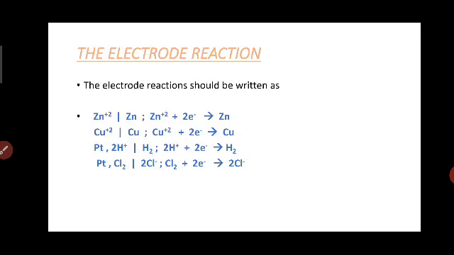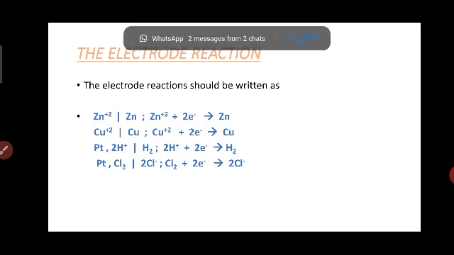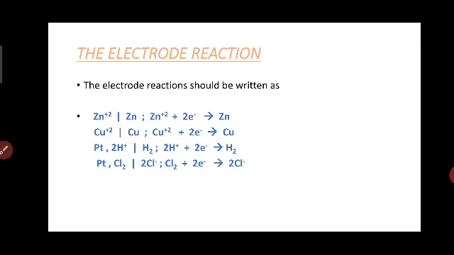The electrode reaction should be written as electrode reactions: zinc electrode, copper electrode, hydrogen electrode, chlorine electrode. So what we have to observe here is that zinc electrode means zinc rod, copper electrode is copper rod. These are the metals. This is the electrode and electrode reaction. Here hydrogen and fluorine are the gases. These are the non-metal electrodes.